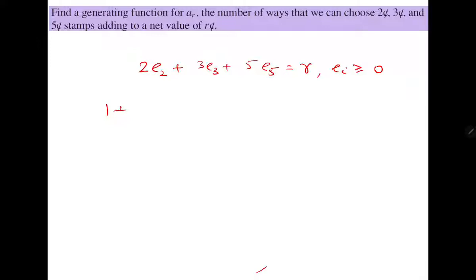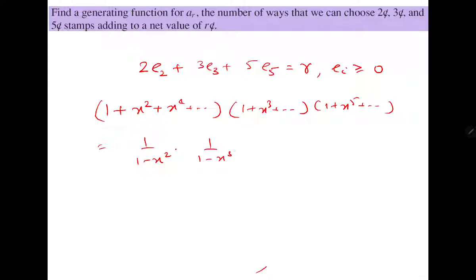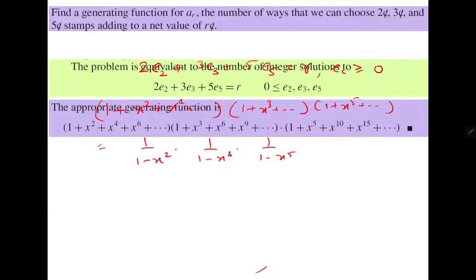So the generating function would be 1 plus x square plus x raised to the power 4 and so on, times 1 plus x cube and so on, times 1 plus x raised to the power 5 and so on. Or you can write it as 1 by 1 minus x square, 1 by 1 minus x cube, 1 by 1 minus x raised to the power 5.